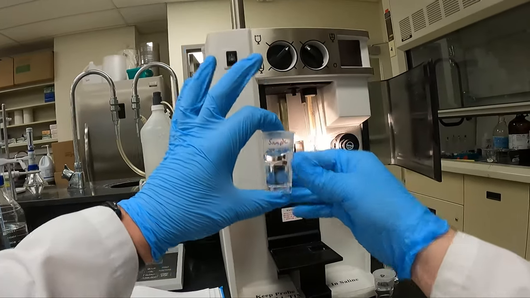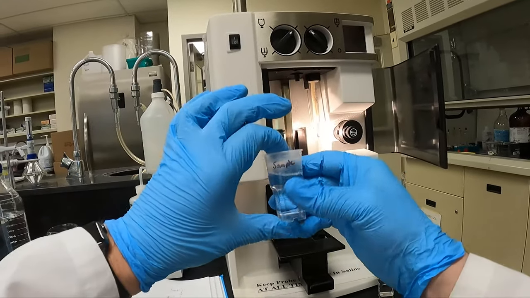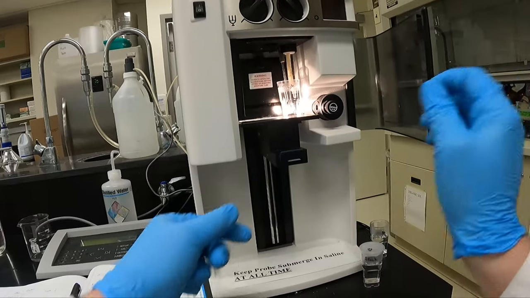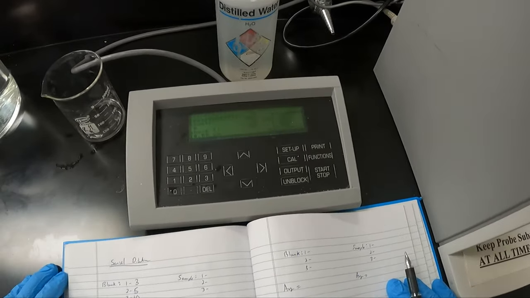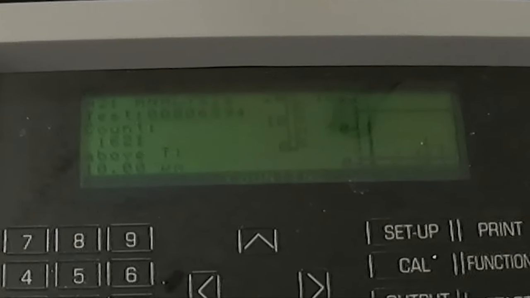I will not rinse the probe in between, but I will make sure I gently mix the sample so that I get a true sample from this solution. Remember, the cells sink to the bottom because they're not dissolved, they're suspended. Load the sample in, we'll count this three times. Every time the Coulter counter registers 1,000 particles, it makes a little beeping sound. You'll see that there.